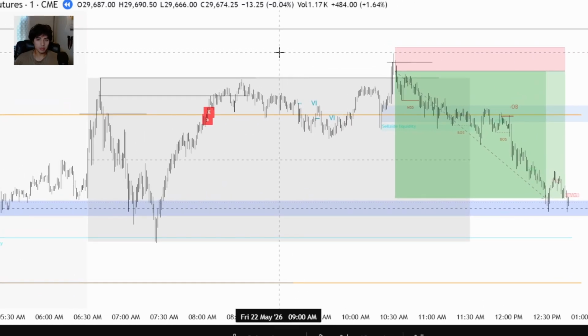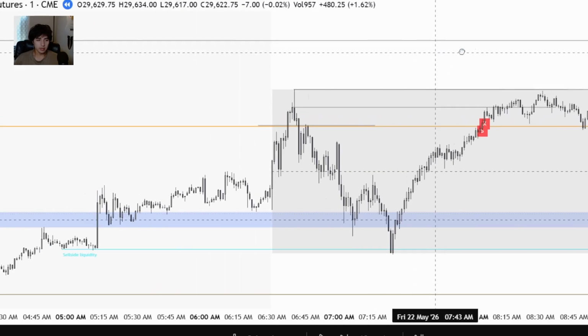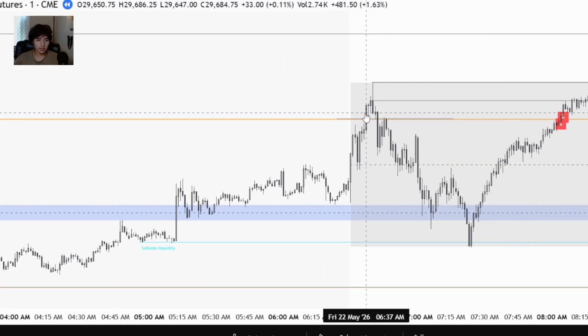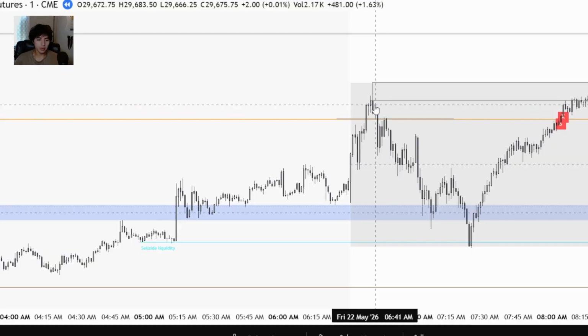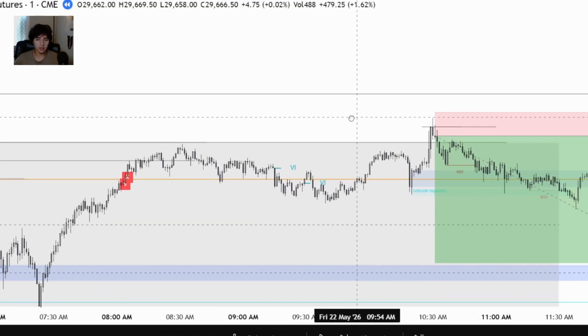Just remember, it's important to know that once the level has been swept already, there's no longer resting orders there. So that pre-market high sweep short play would have had to have happened right at open. And then since it didn't, we'd be looking at the high it created on the day.